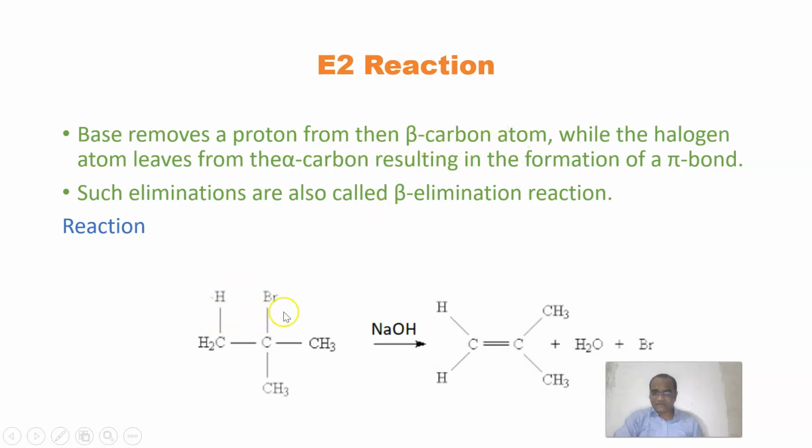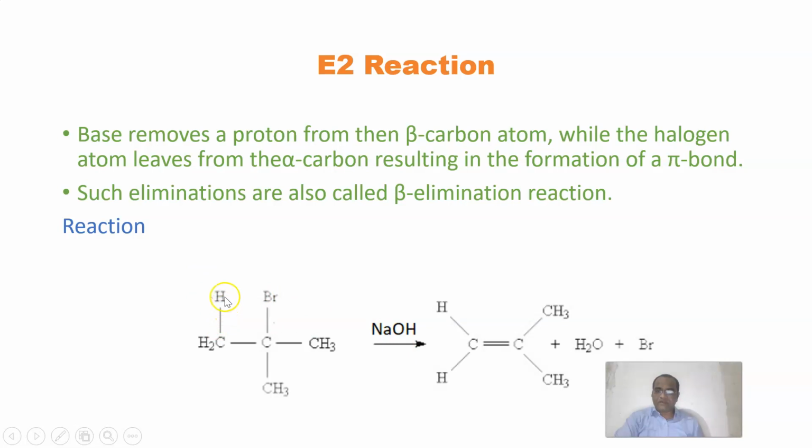Why is it a beta carbon? Here bromine, a high priority group, is attached to a carbon. So it is said to be an alpha carbon, and the second carbon is said to be a beta carbon. The alpha carbon has the Br, while the beta carbon has a hydrogen for abstraction. So this NaOH, or we can say the base, abstracts this hydrogen, right?